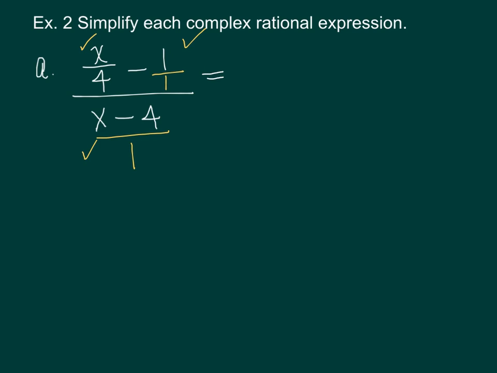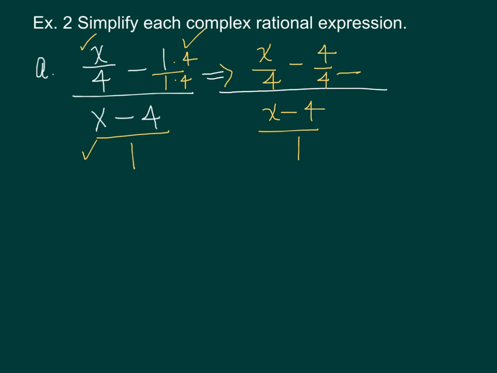So what I'm going to do first is work with the numerator and get a common denominator. So this one has a 4 and this one is a 1. So we're going to have to multiply top and bottom by 4. And that will give us x over 4 minus 4 over 4. And the bottom denominator is okay because it's already 1 fraction. And that leads us to x minus 4 over 4, because that's our common denominator, divided by x minus 4 over 1.